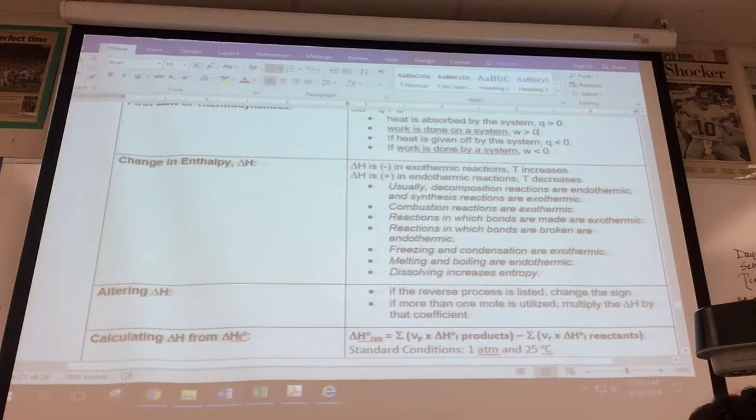In regard to the change in enthalpy, remember enthalpy cannot be measured directly, so we measure the change in enthalpy. It's negative in exothermic. Be careful here. Temperature is going to increase. We've talked about that. When you dilute acid in water, it is highly exothermic. You would never have acid and pour water on it because it's so exothermic it could explode. So whenever you dilute acid, you always have a bed of water.